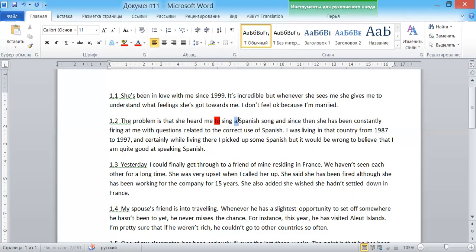The article, yeah, because we talk about one song and we didn't talk about any song before. Since then, so these two words should make us alert because we are supposed to use the present perfect tense after such words, and we've got it here, has been. Constantly firing, yeah, the present perfect continuous tense because of the word constantly. It adds some extra meaning because it annoys me. That's why instead of the present perfect tense, I use the present perfect continuous tense. Yes, it's okay.